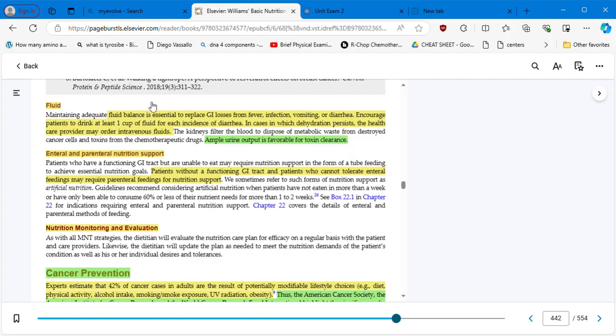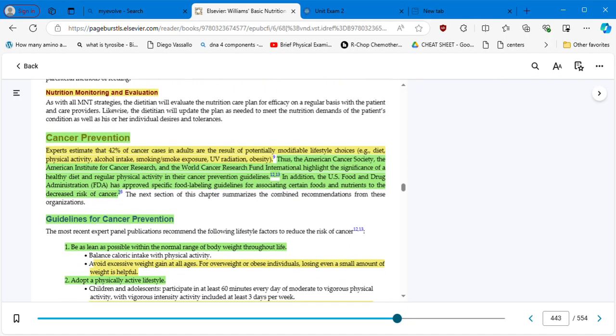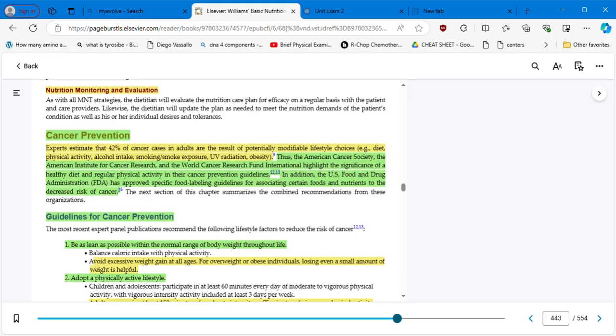Enteral and parenteral nutrition support. Patients without a functioning GI tract and patients who cannot tolerate enteral feedings may require parenteral feedings for nutrition support. And we know that from the previous chapter. And also we have to monitor and evaluate the treatment. Cancer prevention. Experts estimate that 42% of cancer cases in adults are the result of potentially modifiable lifestyle choices.